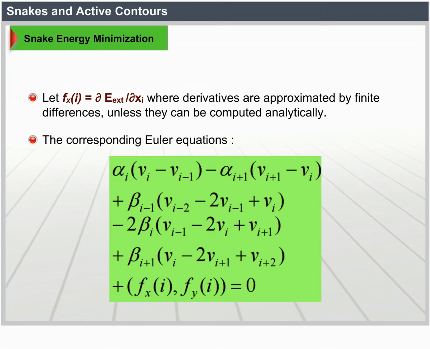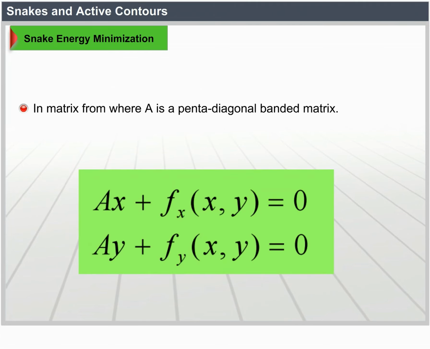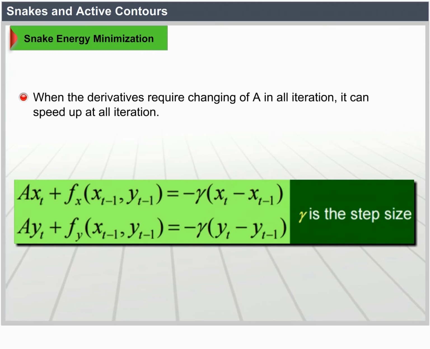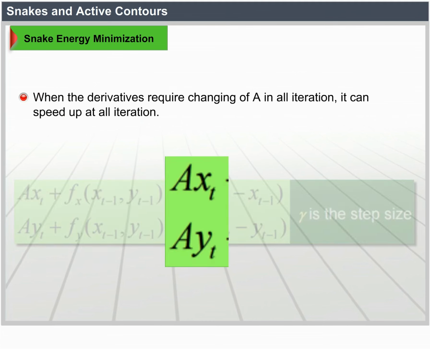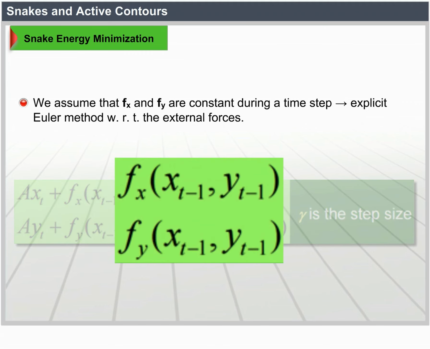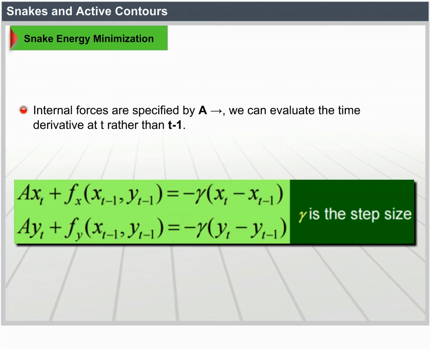In matrix form, where A is a pentadiagonal banded matrix, taking into account the derivatives requires changing A at each iteration. To speed up each iteration, we assume that f_x and f_y are constant during a time step. Then we use the explicit Euler method with respect to the external forces. Internal forces are specified by A. We can evaluate the time derivative at t rather than at t minus 1.